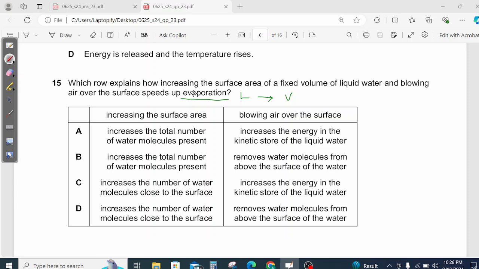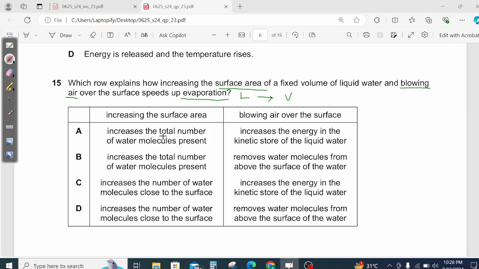The evaporation depends upon multiple factors, from which they have selected two factors. First one is surface area, and second one is blowing air. Remember, by increasing the surface area, the evaporation rate increases, and by increasing the speed of blowing air, the evaporation rate also increases. Now you have to select one option from all of these. Which one is correct? You have to understand one by one. I will give you the deep concept of every option.